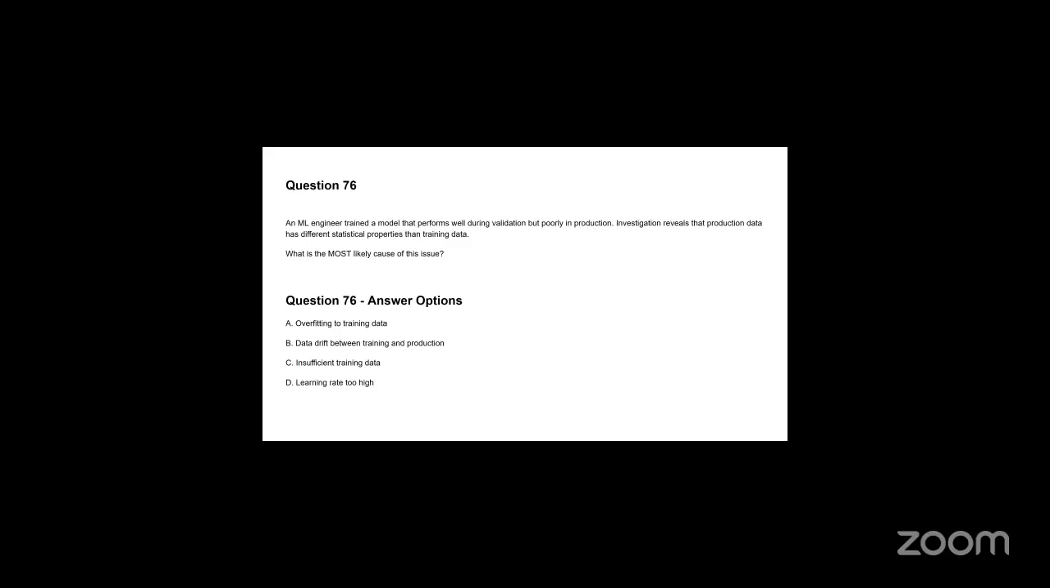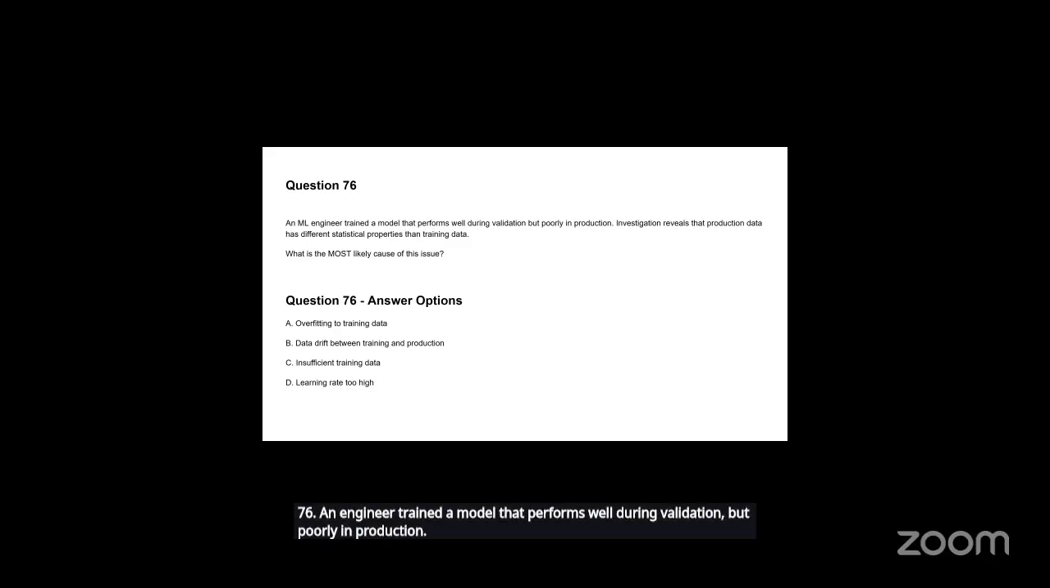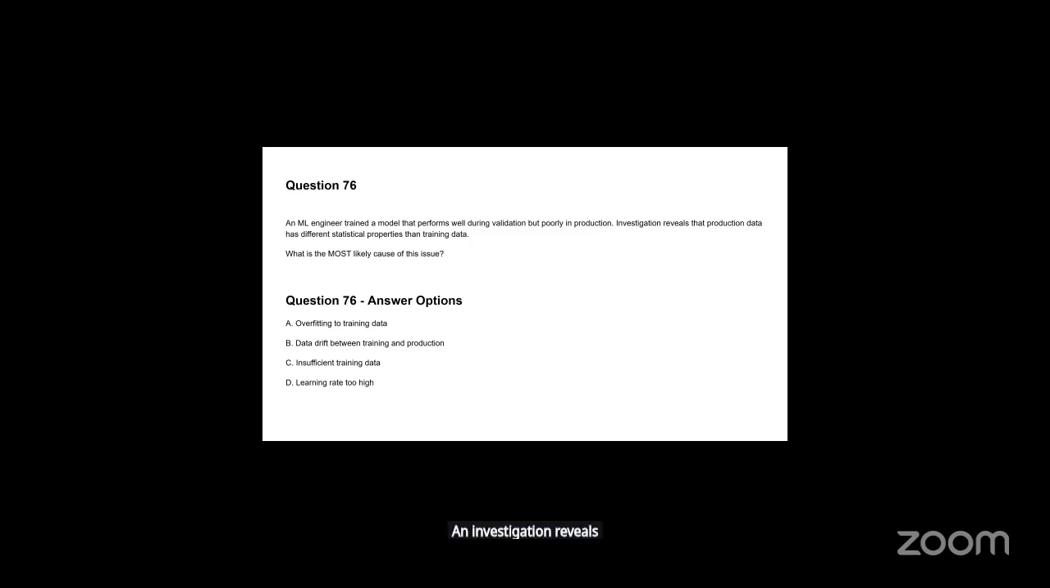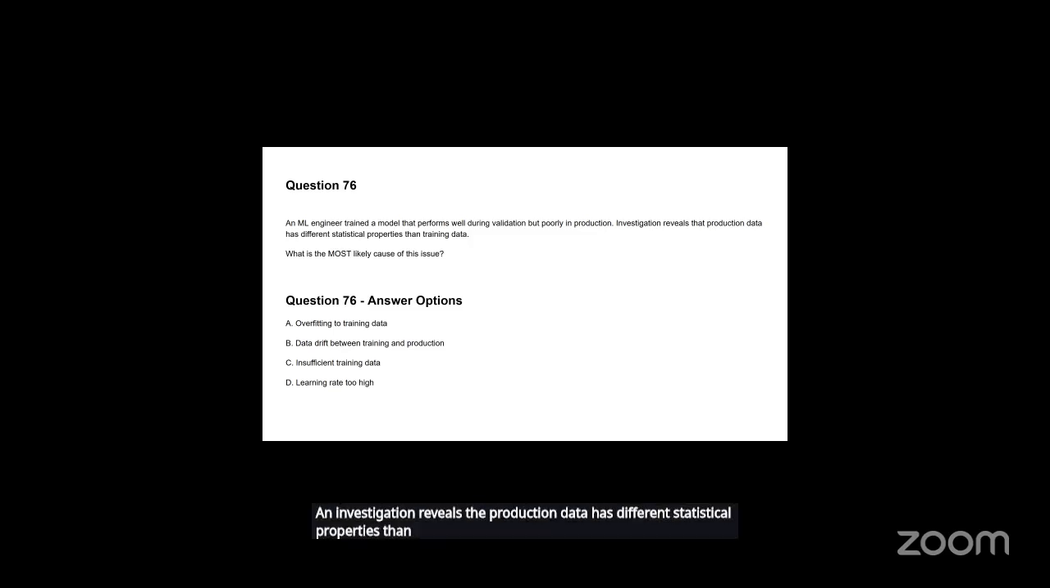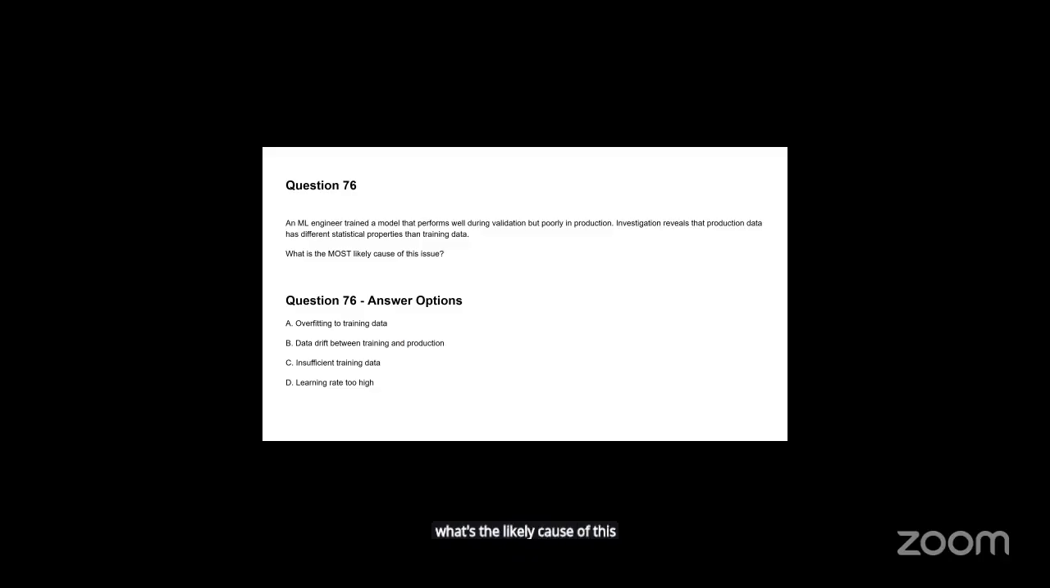76. An engineer trained a model that performs well during validation but poorly in production. An investigation reveals the production data has different statistical properties than the training data. What's the likely cause of this? Overfitting, data drift, insufficient data, or learning rate is too high.